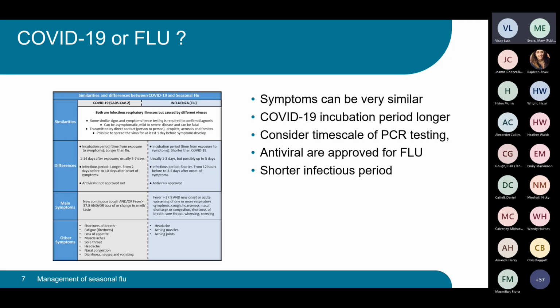It's possible to transmit both viruses asymptomatically. So incubation for COVID tends to be longer than flu. Incubation from exposure to flu tends to be a shorter period, usually 1 to 3 days, but can be up to 5 days. And the infectious period, again, for flu tends to be shorter, from sort of 12 hours to 3 to 5 days after the onset of symptoms.